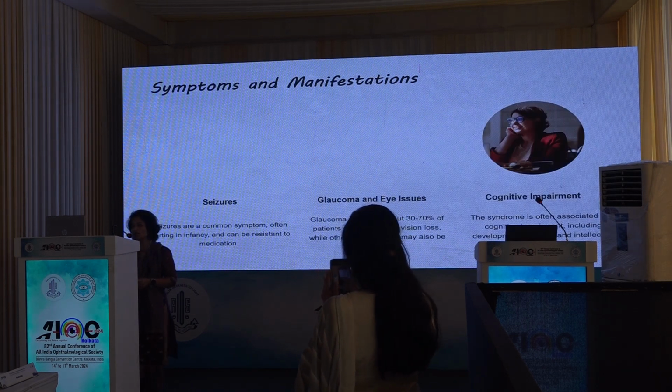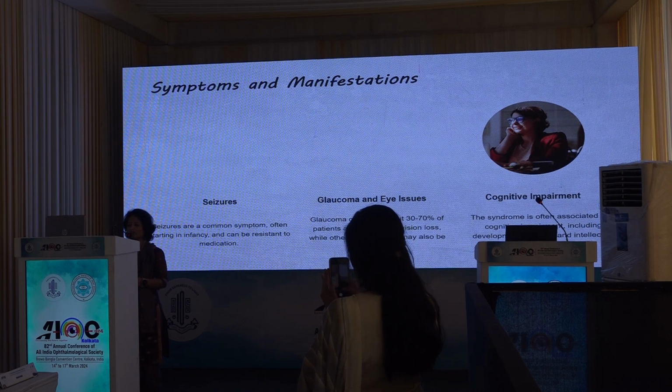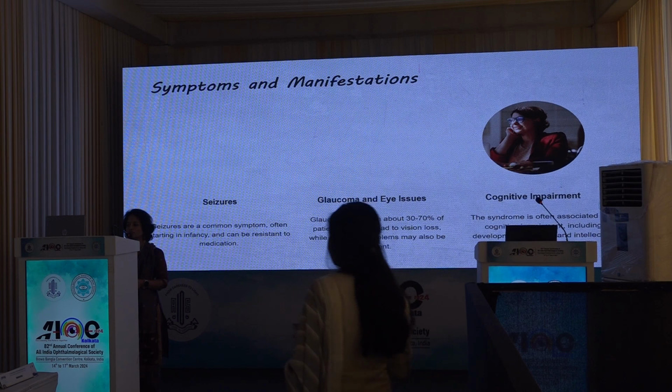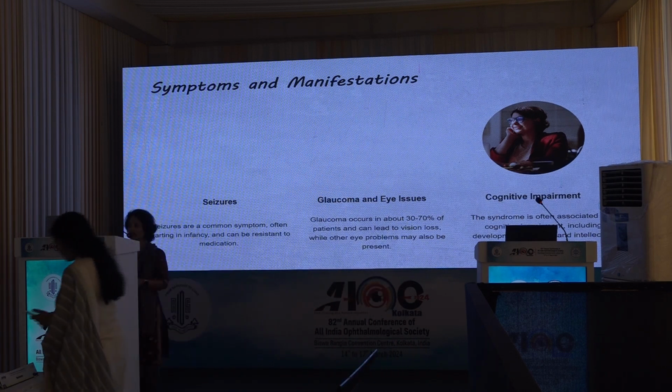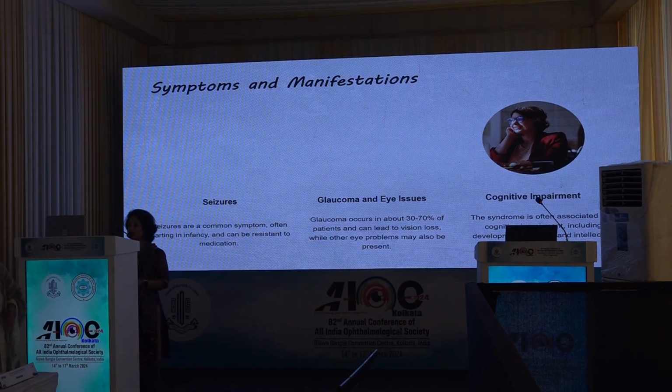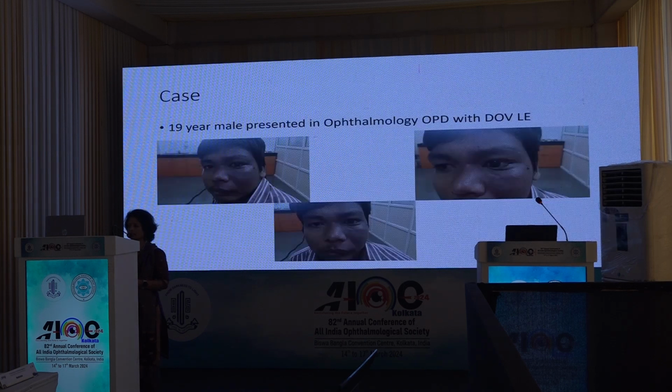So what are the symptoms and manifestations? Seizures. Seizure is a very common symptom, often starting in infancy and can be resistant to medication. Glaucoma and eye issues. Glaucoma occurs in about 30 to 70% of patients and can lead to vision loss, while other eye problems may also be present. And it is associated with cognitive impairment, including developmental delays and intellectual disability.